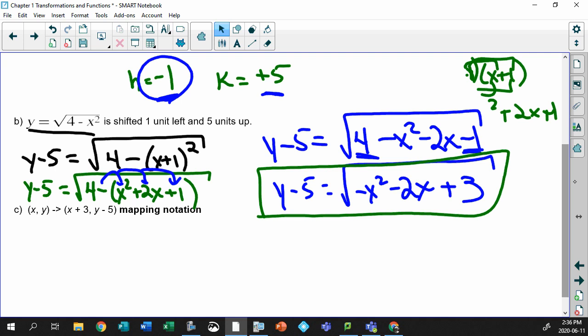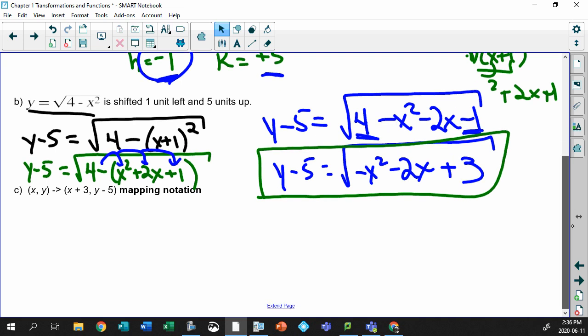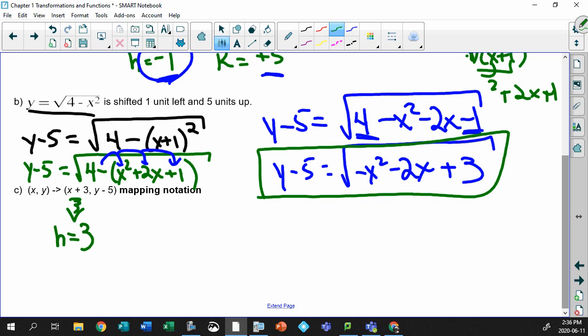So look at this last question that I have here before I end this podcast. Look at this last one. It says just plain old mapping notation. So what you have to remember is that mapping notation and replacement notation mean two different things. So always tell me, what is the H, what is the K? In this particular case, the H means I'm going to the right 3. So that means I'm a positive 3. This one means I'm going down 5. That is a negative 5.